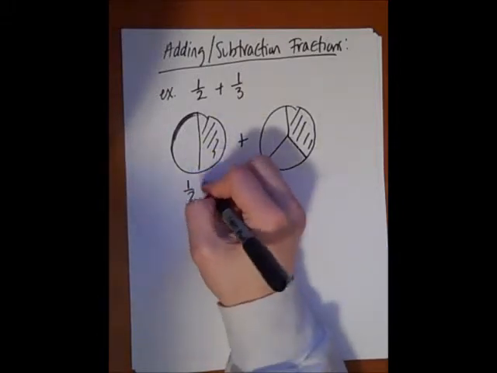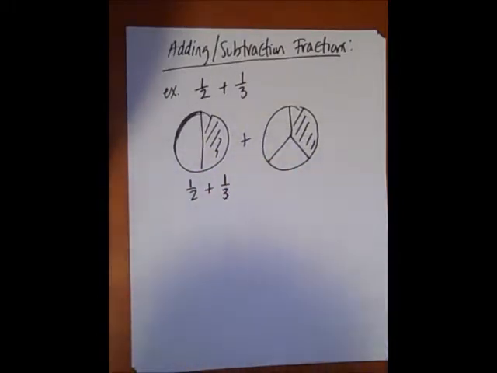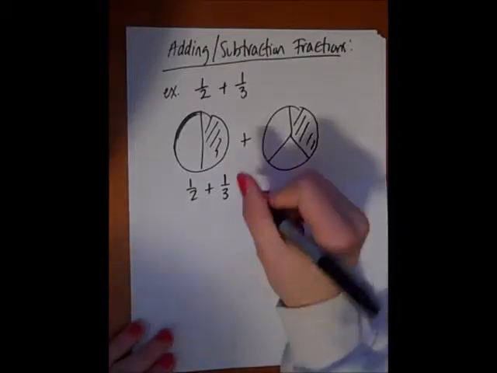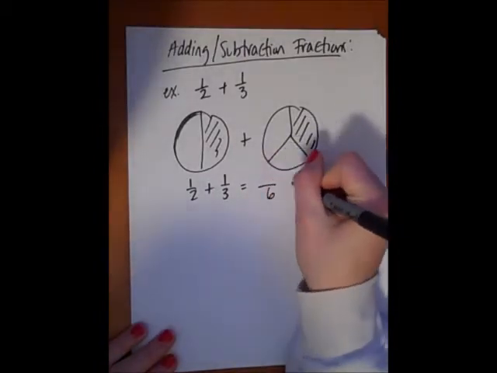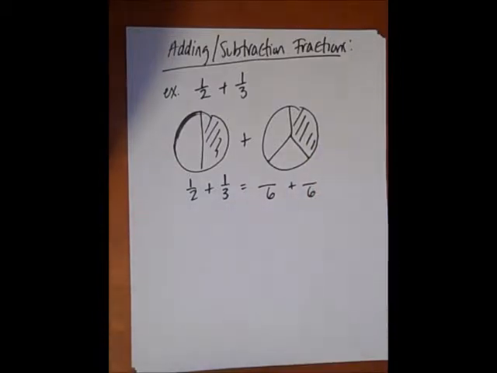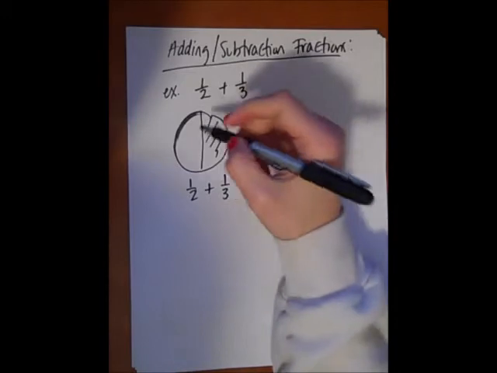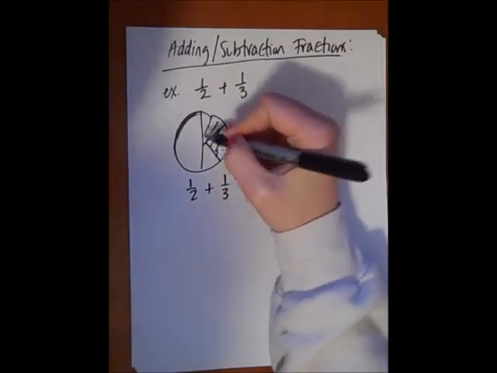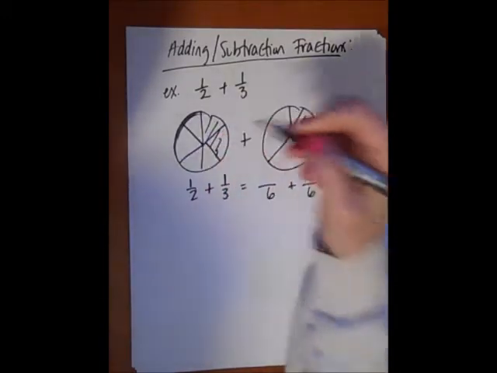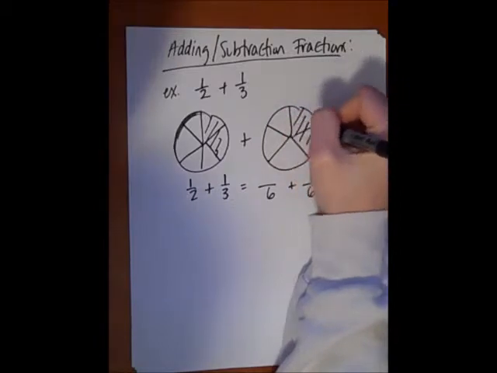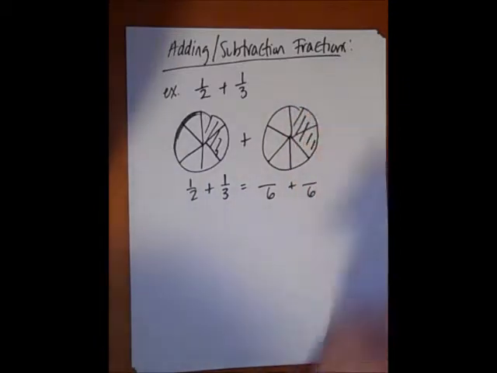To find a common denominator, you ask yourself, what's a number that both 2 and 3 go into evenly? So what about 6? This isn't the only number, you could have used other ones. But let's think about the number 6. That means I'm going to divide this pizza into 6 pieces now, instead of 2 on that side, and then 6 pieces over here instead of 3.